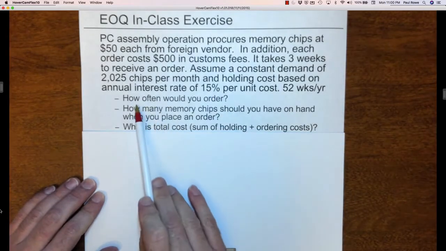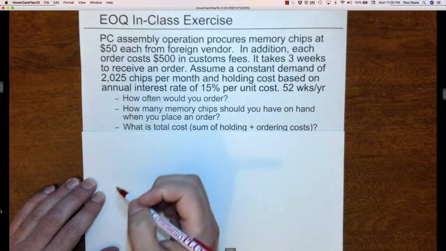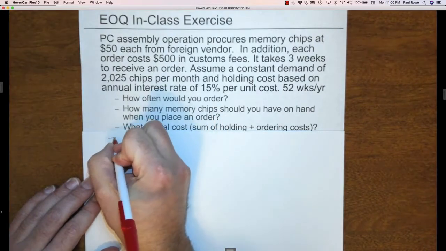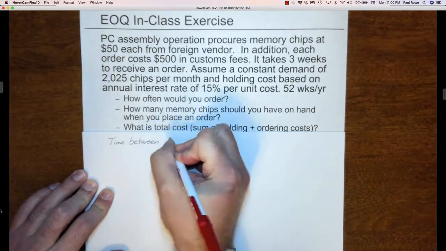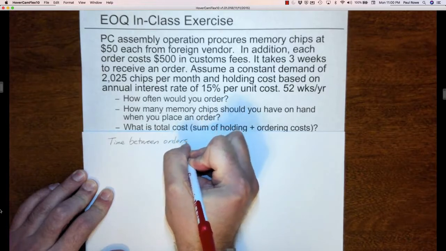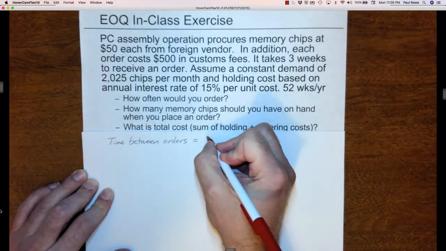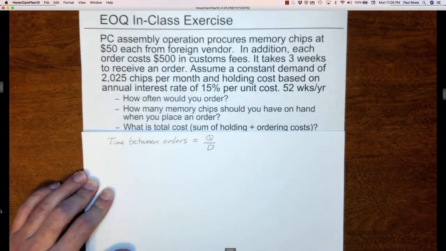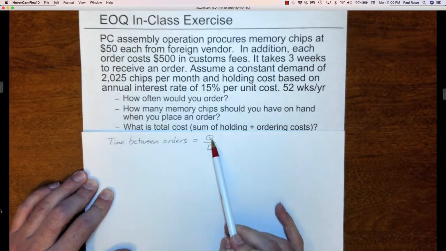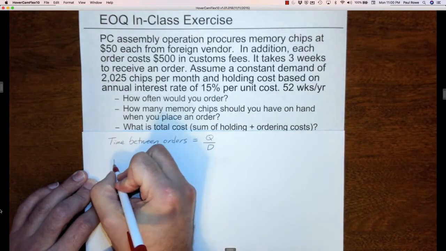So, first question is, how often would you order? Well, so what is that asking? So that's asking, what is the time between orders? And again, reviewing the slides from Monday, we can see that that formula will be Q over D. And so then we want to look at, do we know Q? No. Do we know D? Sort of. So let's go ahead and start with D.